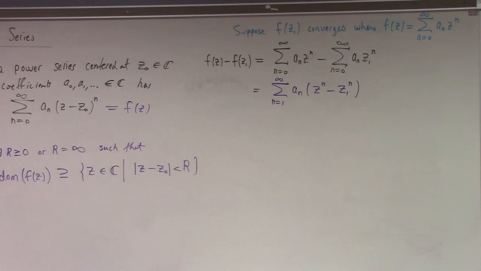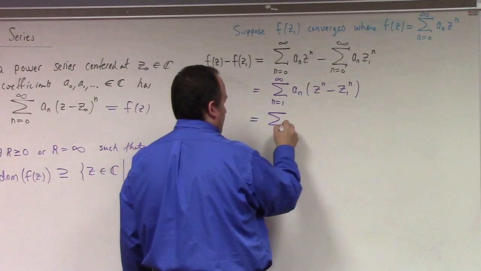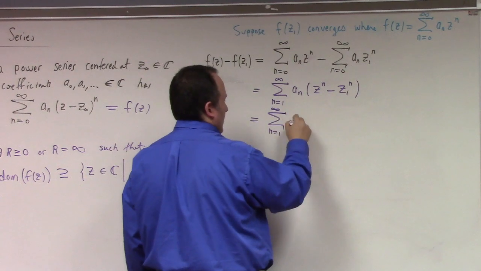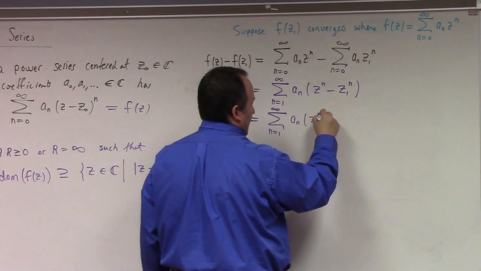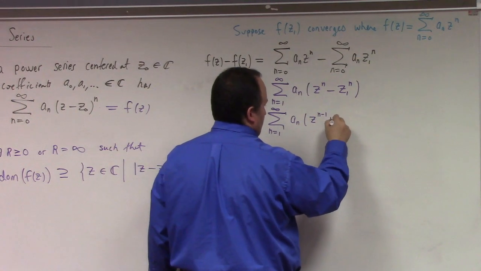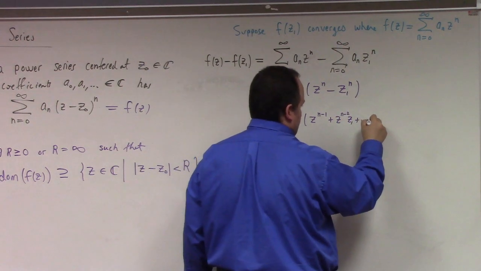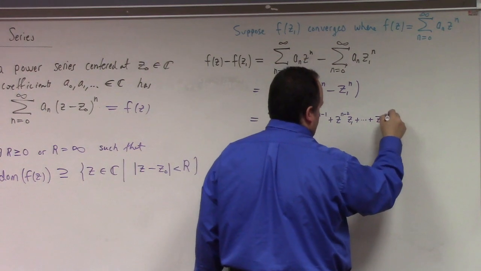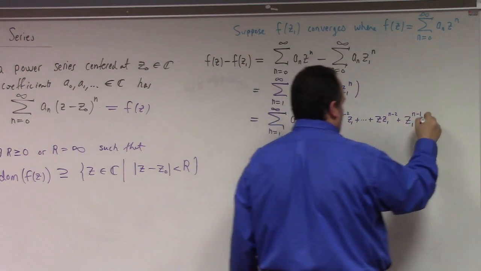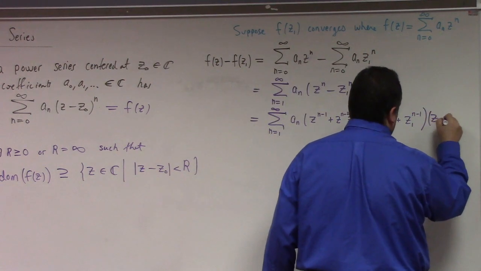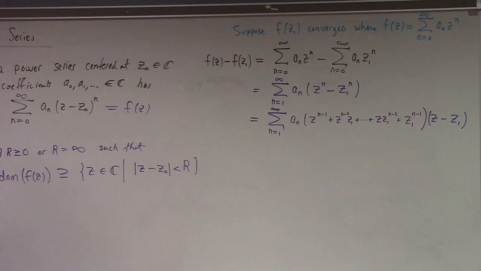You guys like factoring, right? So we can factor out a sub n, and then what we've got here is z to the n minus 1 plus z to the n minus 2 times z1 plus and so on, plus z1 to the n minus 2 plus z1 to the n minus 1, close parentheses, times z minus z1. Obviously. No, I'm actually not joking.